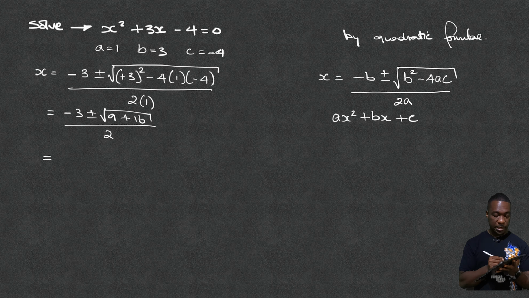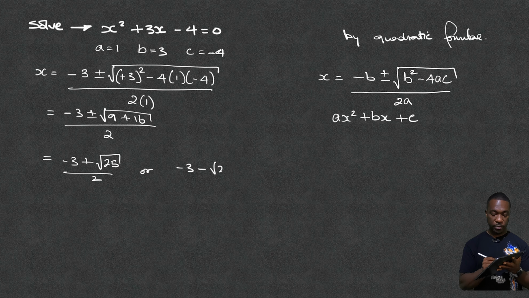So it means that x is equal to negative 3 add the square root of 25 divided by 2, or negative 3 take away the square root of 25 all over 2. Where did you get that from? Well, 16 add 9 is 25. So under that square root, I've actually got 25.